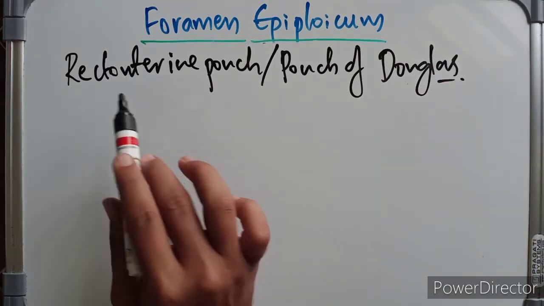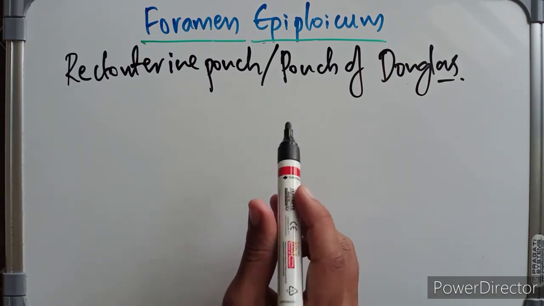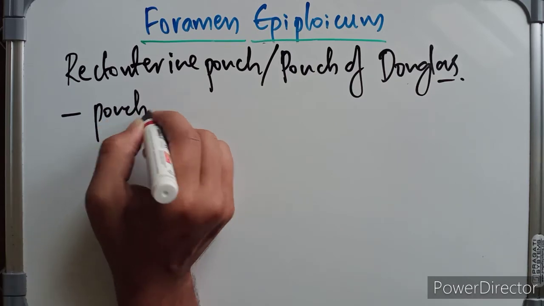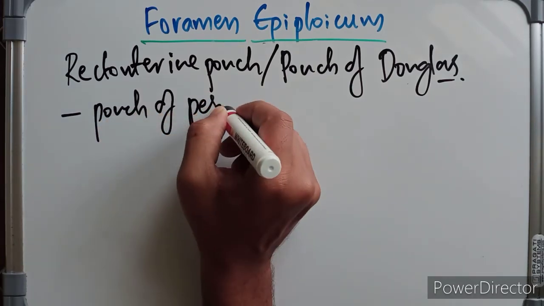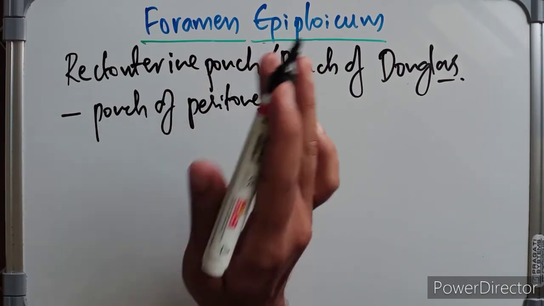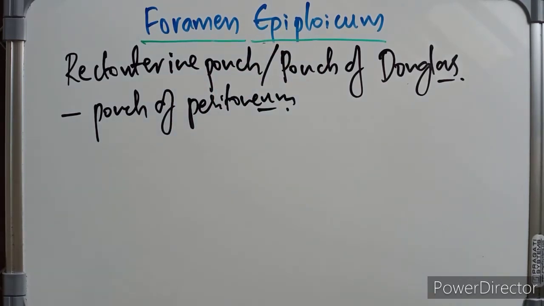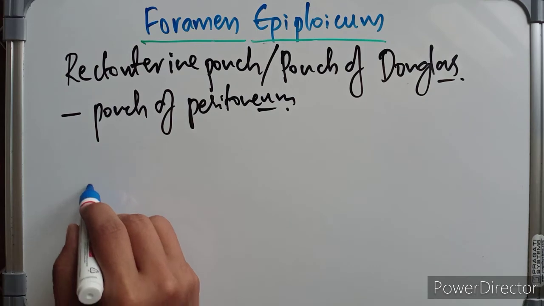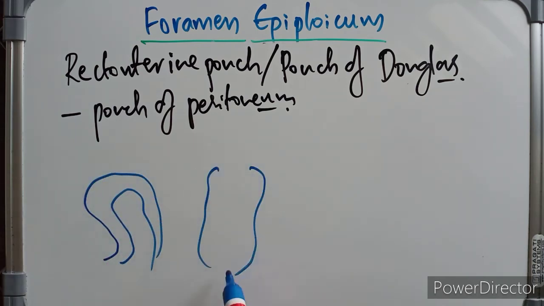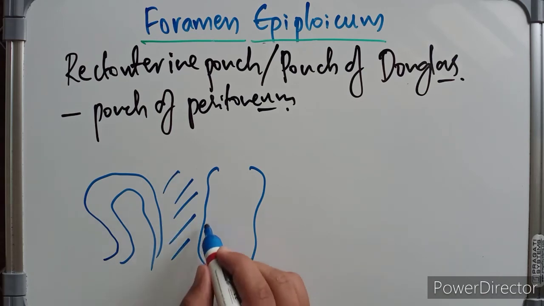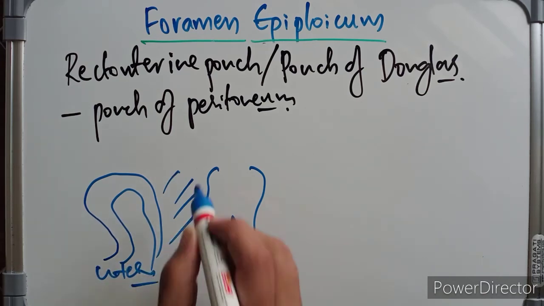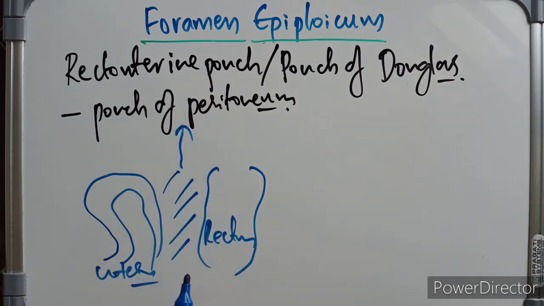Lastly, we will discuss the rectouterine pouch, or the pouch of Douglas. It is a pouch of peritoneum which is situated between the rectum and the uterus. We have the uterus here, and this is the rectum. So this space between the rectum and the uterus is the rectouterine pouch or the pouch of Douglas.